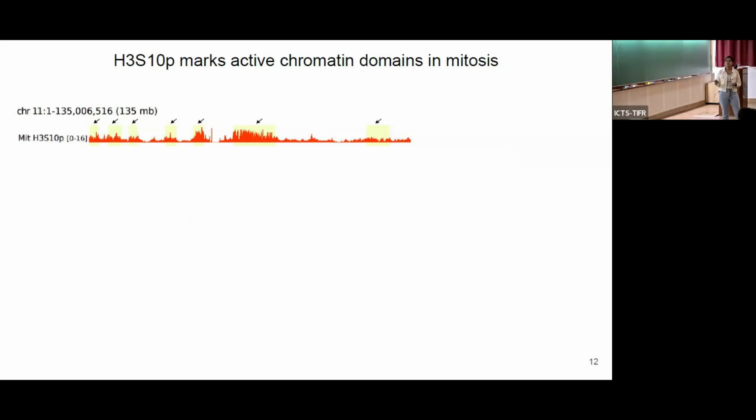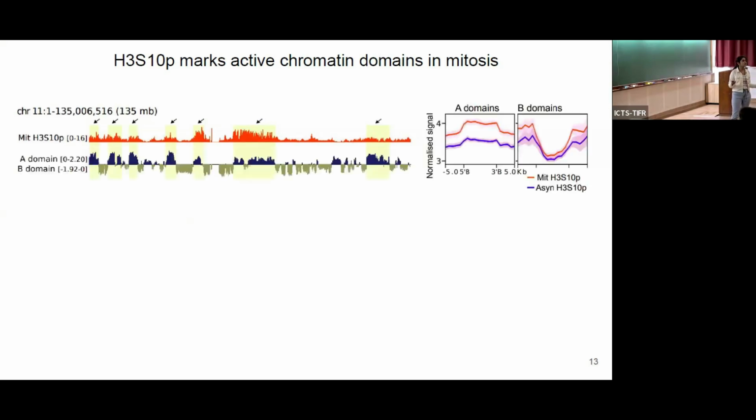And few are shown here by this arrow. So this is chromosome 11 from start to end, and you start seeing these domains. So next we asked, okay, do they overlap with any of the interphase structure? Interestingly, if you take Hi-C data from interphase cells in HeLa, A and B domains, what you're seeing here is that the H3S10p domains are overlapping with the active domain.